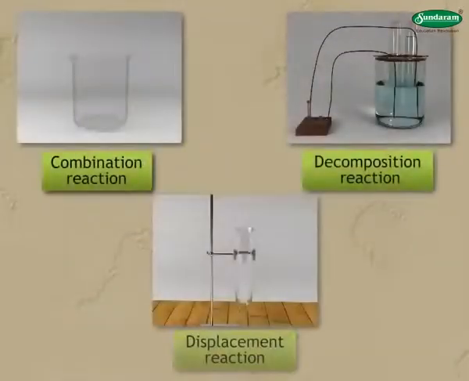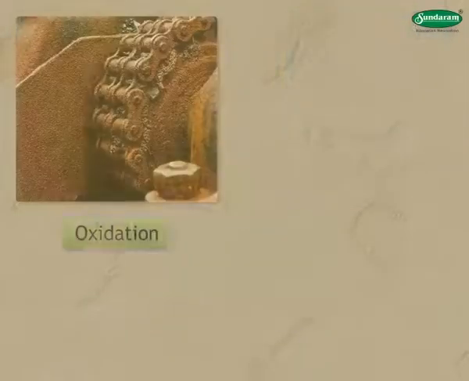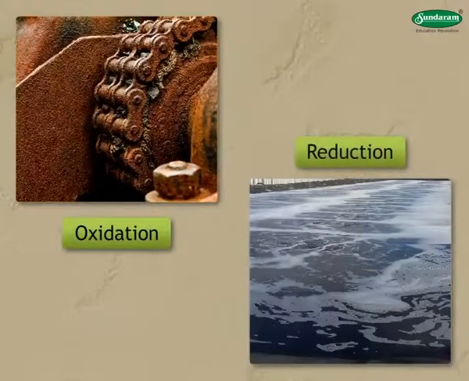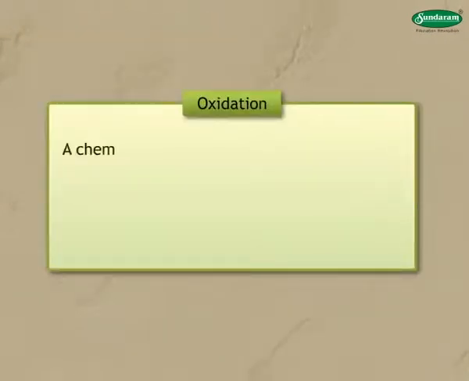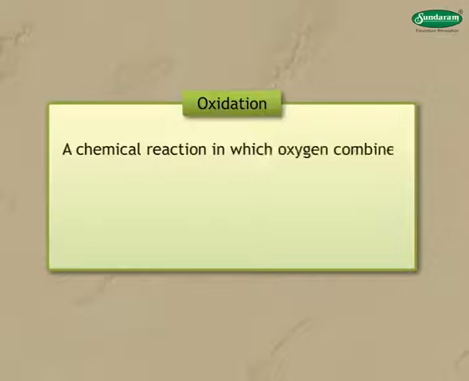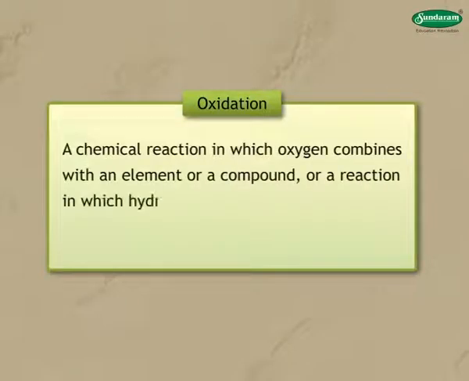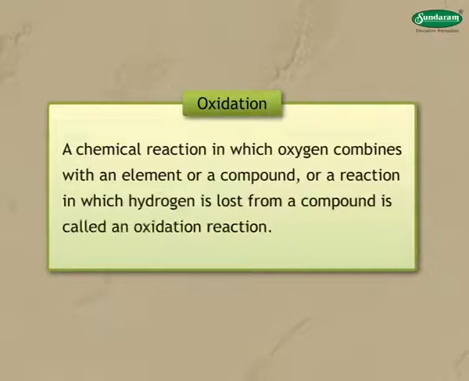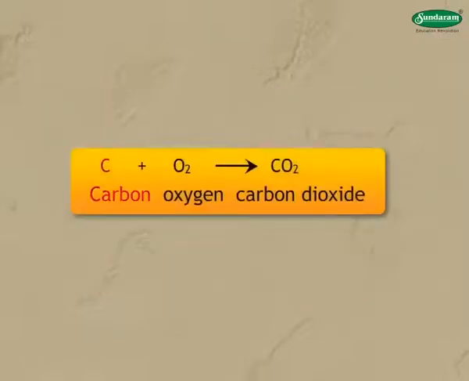There are various other concepts that are closely related to it, so let us deal with them. Oxidation and reduction are two such concepts. Oxidation is a chemical reaction in which oxygen combines with an element or a compound, or a reaction in which hydrogen is lost from a compound. Here, carbon combines with oxygen to form carbon dioxide.